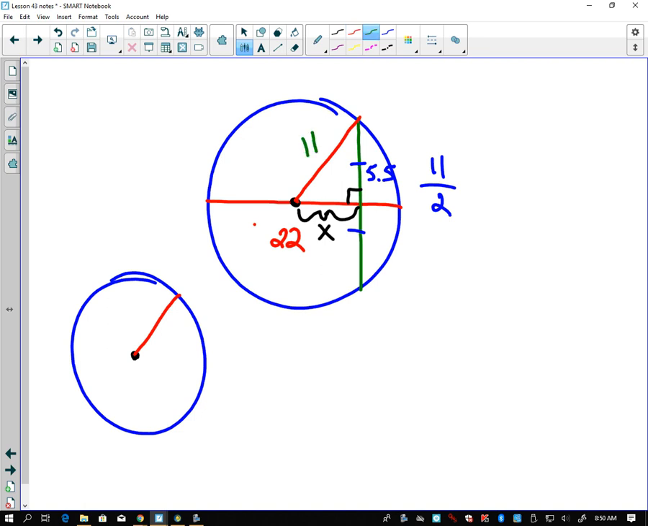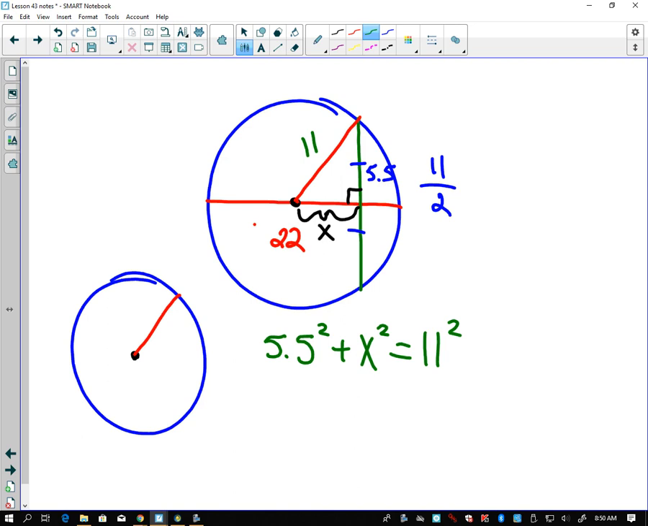11. All right. Now that I know that the hypotenuse of this triangle is 11, I know that one leg of it is 5.5. Can I find x? Yes. Okay. How would I do that? Okay, 5.5 squared plus x squared equals 11 squared. Okay, 5.5 squared, it's going to be what?